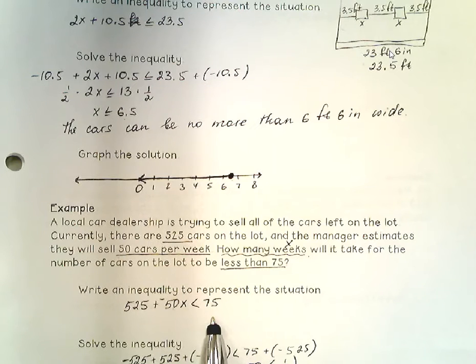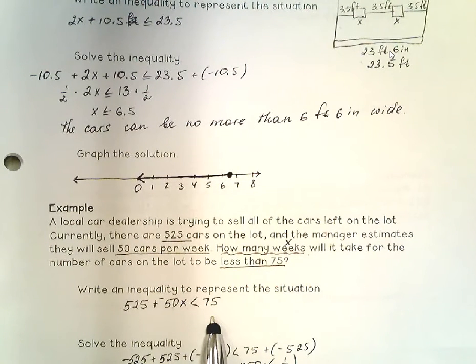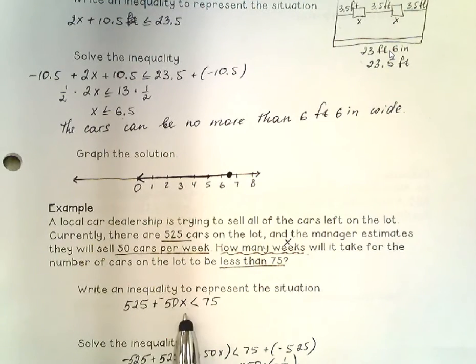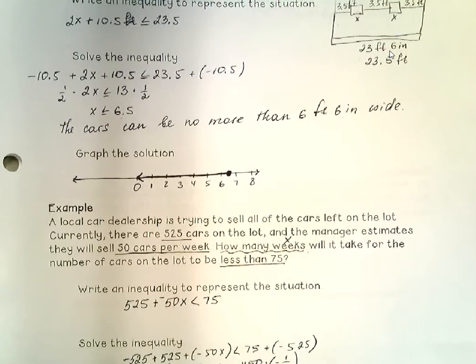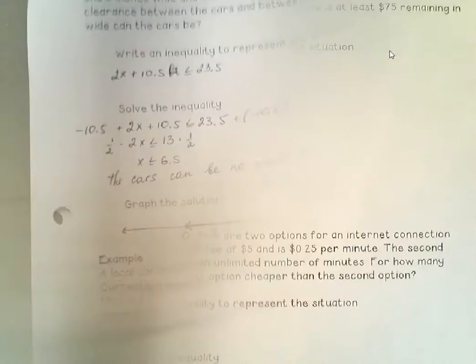If I put any number that is more than 9, let's say 10, I will have 525 plus negative 50 times 10. Negative 50 times 10 is going to be negative 500. 525 plus negative 500 is going to be 25, and 25 is less than 75. So that definitely makes more sense. Okay. All right.